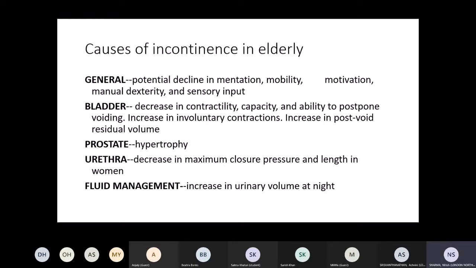Another very important cause in males would be prostatic hypertrophy, and urethral causes would be decreased maximum pressure and length, especially in women. Fluid management is also an important cause, leading to increased water intake just before sleeping, which would cause incontinence.